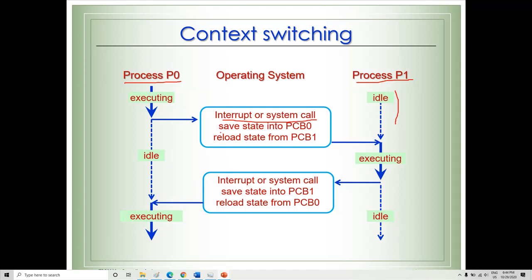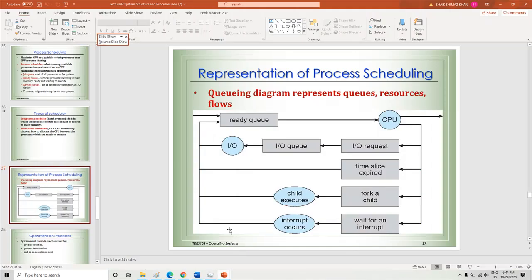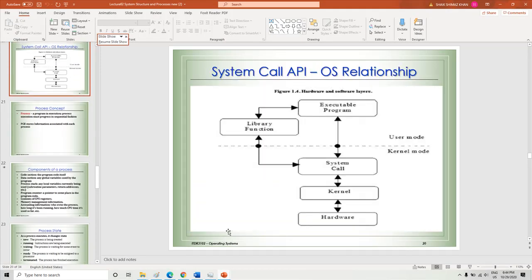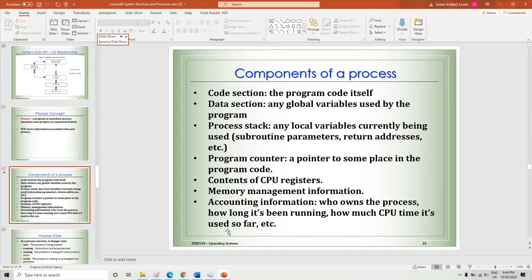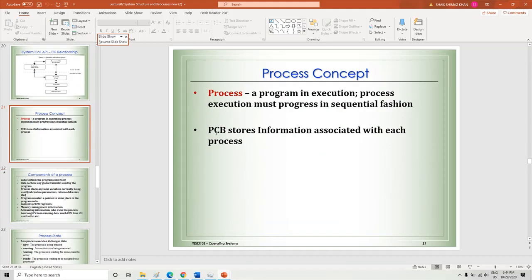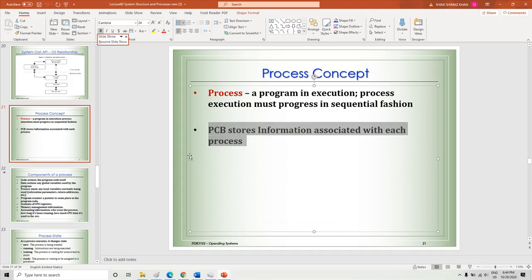So when context switching takes place, the currently running process state has to be saved into its process control block. I think in chapter 2 or 3 you would have studied about the process control block. It is a structure which stores all the information about a process. So please recall here, the PCB stores all the information about a process.